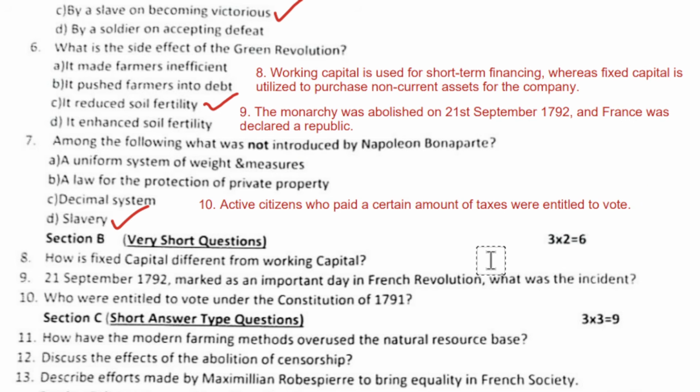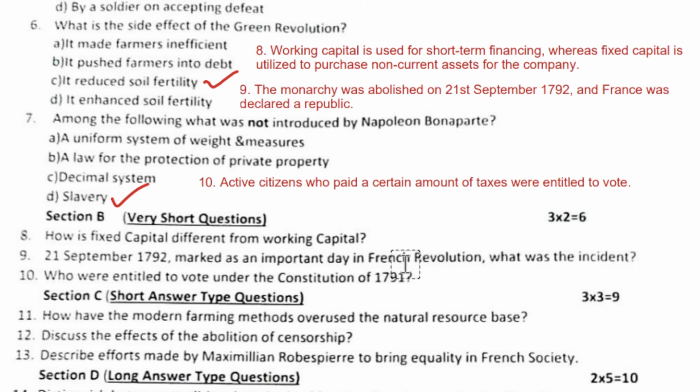So, three questions. We finished. First one, how is the fixed capital different from the working capital? Working capital is used for short-term financing, whereas fixed capital is utilized to purchase non-current assets for the company. 21st September 1792 marked an important day in French Revolution. What was the incident? The monarchy was abolished on 21st September 1792 and France was declared as republic. Next, who were entitled to vote under the Constitution of 1791? Active citizens who paid a certain amount of taxes were entitled to vote.